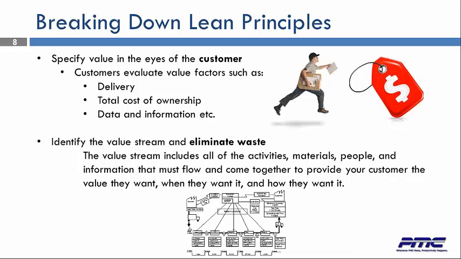They might consider something like delivery, total cost of ownership, and data and information that is available through the product or service. The next thing is to identify the value stream and eliminate waste. The value stream includes all of the activities, materials, people, and information that must flow and come together to provide your customer the value they want, when they want it and how they want it.